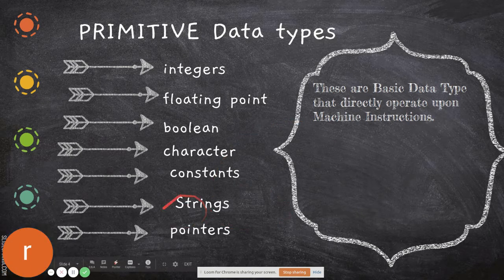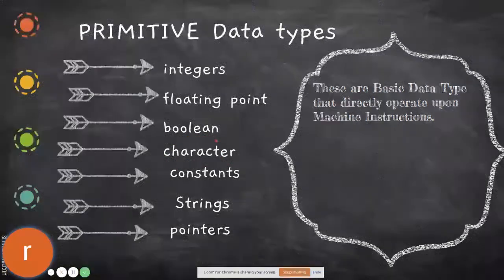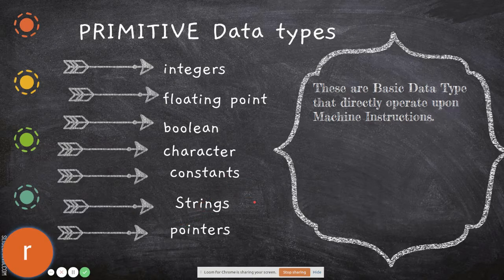Then strings. Strings are nothing but a combination of characters, whereas a character is only a single character. For example, if you say welcome, welcome consists of the following characters: W, E, L, C, O, M, E. So totally 7 characters. All these together form a string. Likewise, a string consists of a group of characters. Pointers are nothing but they directly point to a memory location. So the data which is stored in the memory locations can be directly manipulated. That is what pointers are for.